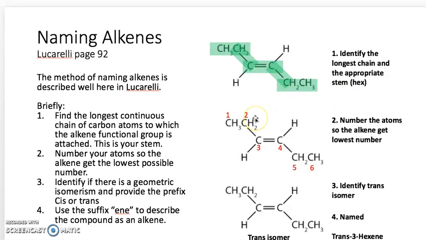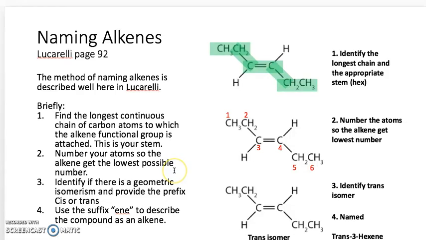The next step is to number your atoms so that the alkene double bond gets the lowest possible number. So that is 1, 2, 3 in this particular example. Even if you count it from the other side, 1, 2, 3, the lowest possible number would be 3 for this example. So this would be called 3-hexene.